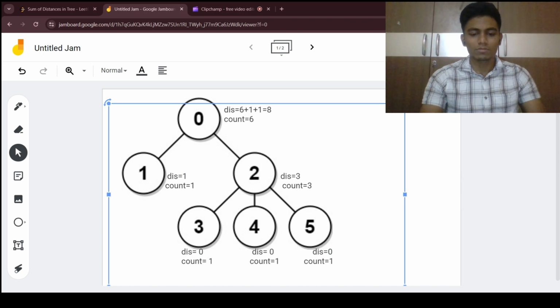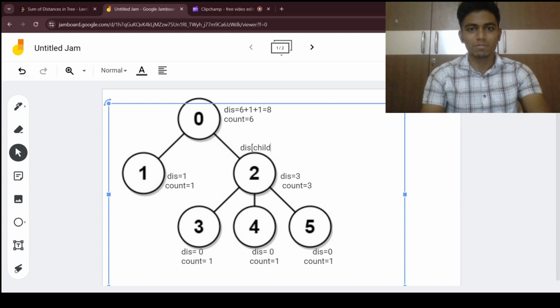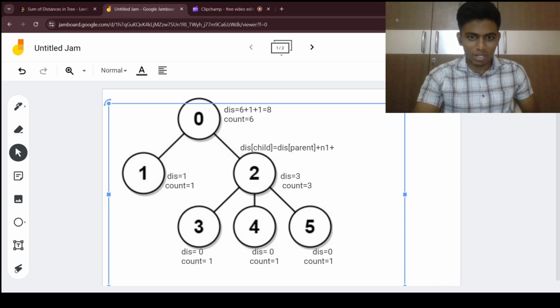distance of child is going to become distance of root parent. This is going to be my parent. On this, I'm going to increase the number of nodes from this node, like the number of nodes in the left hand. Like I'm going to consider these nodes which are going to increase the distance. For this, it is going to increase the distance. So that is going to be n1. And then let's say these are the number of nodes. That means I'm going to shift from here to here.